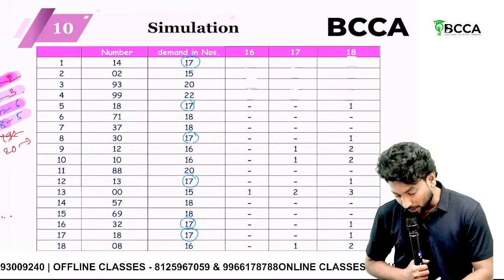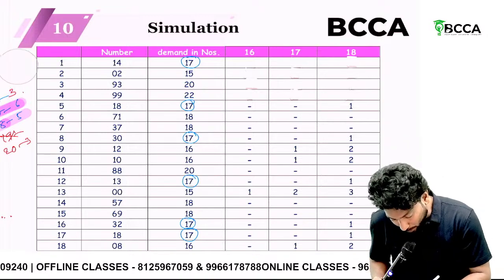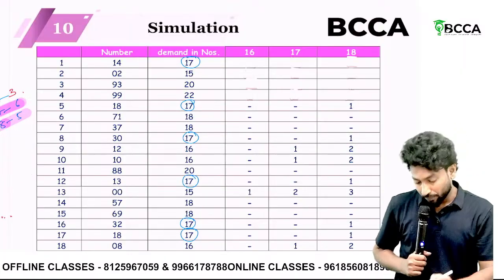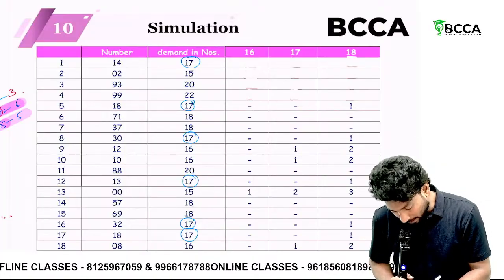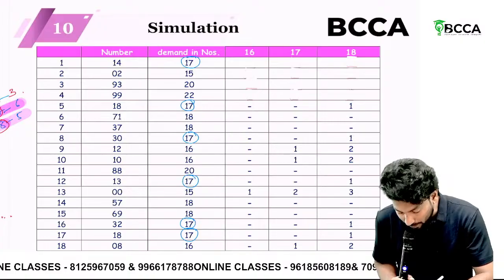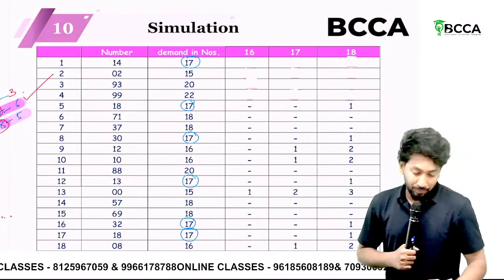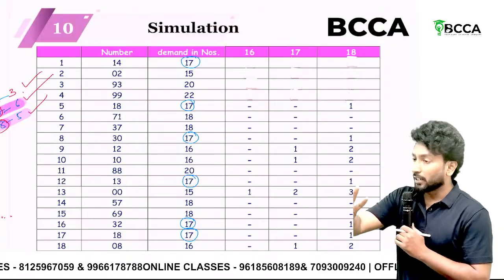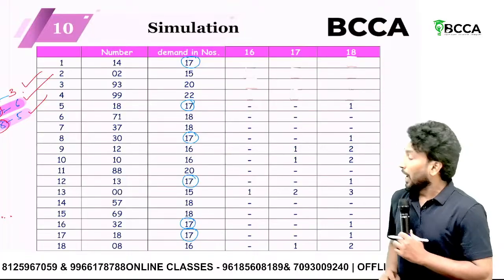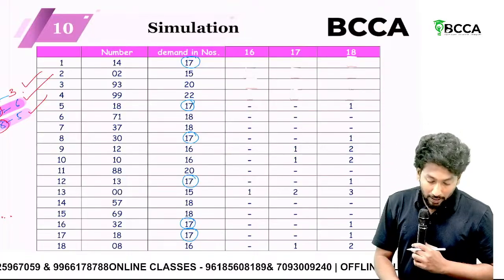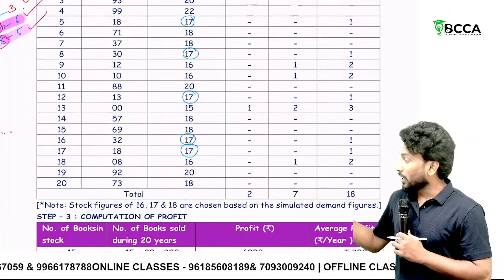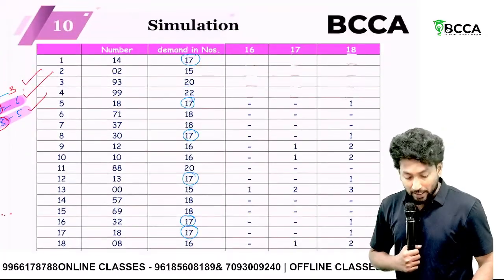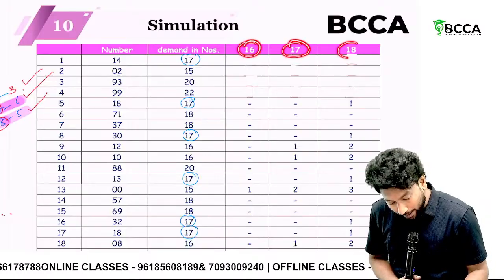Now we have to check, at 17 books, if I order 17 books for the next 20 periods, how many books will be unsold? So I'm taking 3 numbers: 17, 18, 16. Why 17? Because 17 is the highest number of repeated demand. Then one number more, one number less: 16, 17, 18. On these 3 alternatives, I shall try to calculate the unsold books, because I need the number of unsold books for profit calculation. That's why I take 16, 17, 18.